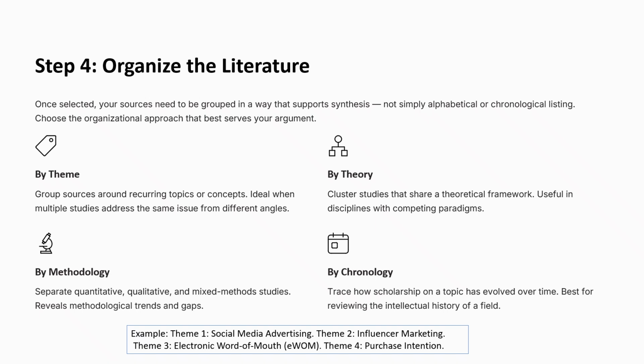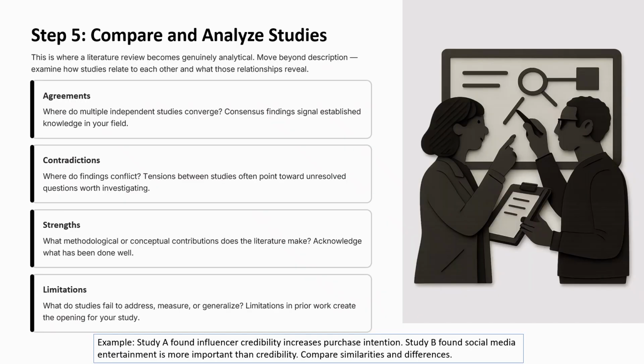Another approach is organizing by theory, which clusters studies using similar theoretical frameworks. Researchers may also organize by methodology, separating quantitative, qualitative, and mixed method studies. Alternatively, organizing chronologically can show how knowledge in the field has developed over time. Example: Theme 1, social media advertising. Theme 2, influencer marketing. Theme 3, electronic word of mouth, EWOM. Theme 4, purchase intention.